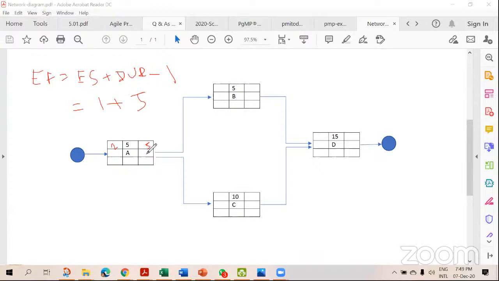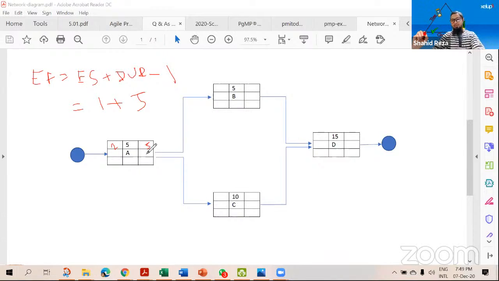Many people don't even use zero here. If I consider early start as 0, yes, you can do it with 0. Same result will come. Critical path will be the same. But early start and early finish days will be different then, though the result will be the same.